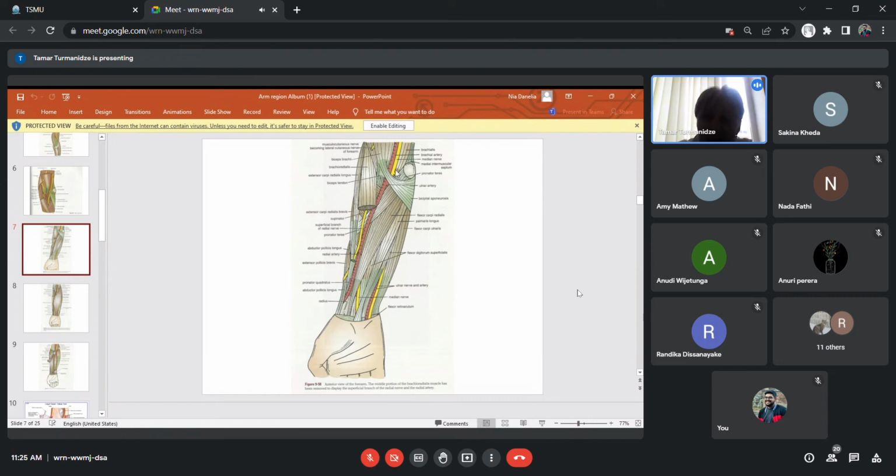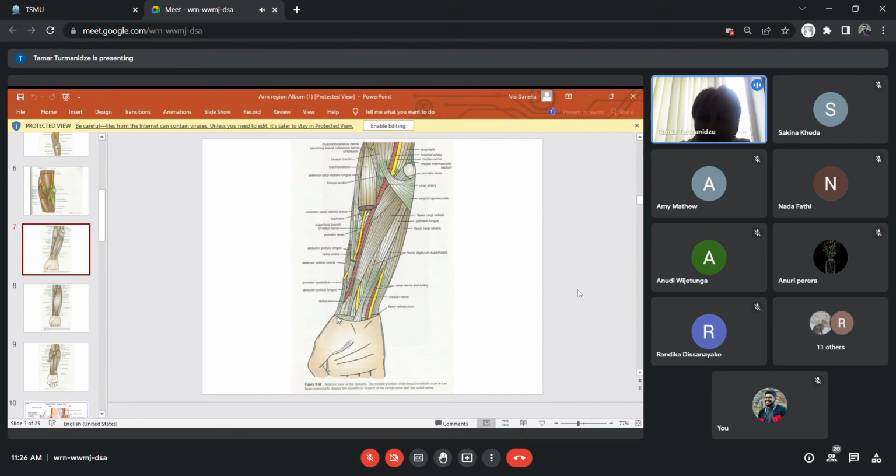Flexor muscles, below the deep fascia, are located in four layers. The first layer of the muscles includes brachioradialis muscle, pronator teres muscle, flexor carpi radialis muscle, palmaris longus muscle, and flexor carpi ulnaris muscle.